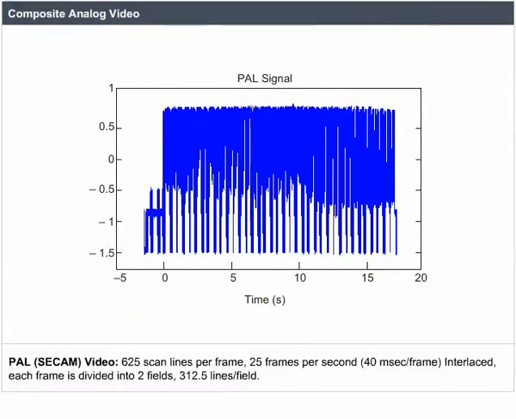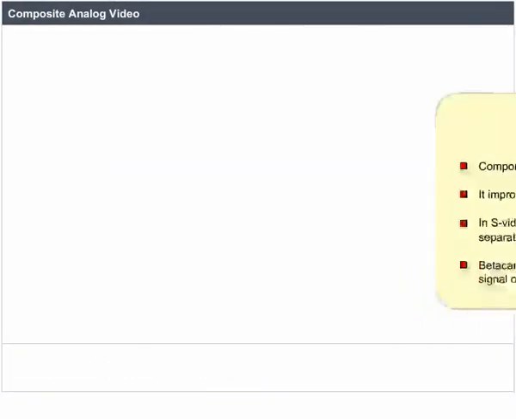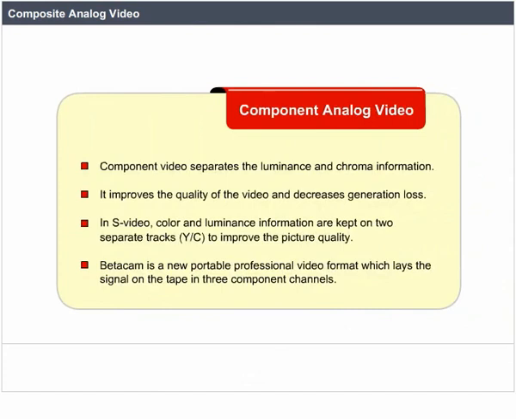PAL-SECAM video. 625 scan lines per frame, 25 frames per second, 40 milliseconds per frame. Interlaced: each frame is divided into two fields, 312.5 lines per field. Color representation uses the YUV color model. Component analog video. Component video separates the luminance and chroma information. It improves the quality of the video and decreases generation loss. In S-video, color and luminance information are kept on two separate tracks, Y and C, to improve the picture quality. Betacam is a newer portable professional video format which lays the signal on the tape in 3 component channels.